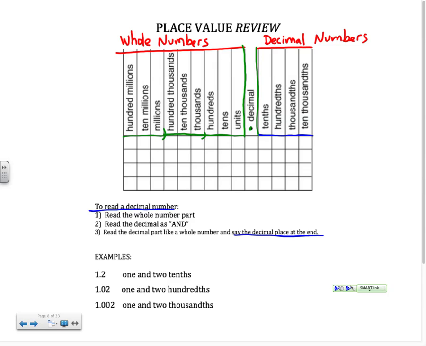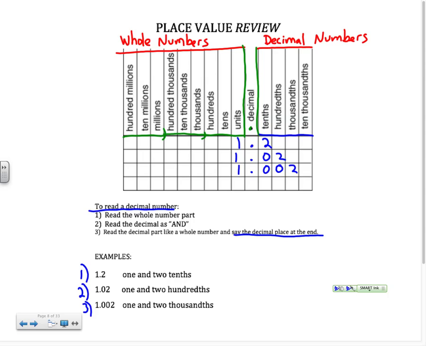So let's look at our first example here, 1.2. If I put a 1 in the units place, there's my decimal point, and a 2 in the tenths place, I would read it as 1 and 2 tenths because 2 ends in the tenths place. The next example I would read as 1 and 2 hundredths because we can see the 2 ends in the hundredths place. And then finally number 3, I would read that number as 1 and 2 thousandths because our digit 2 is in the thousandths place, so we would have to use that thousandths name.